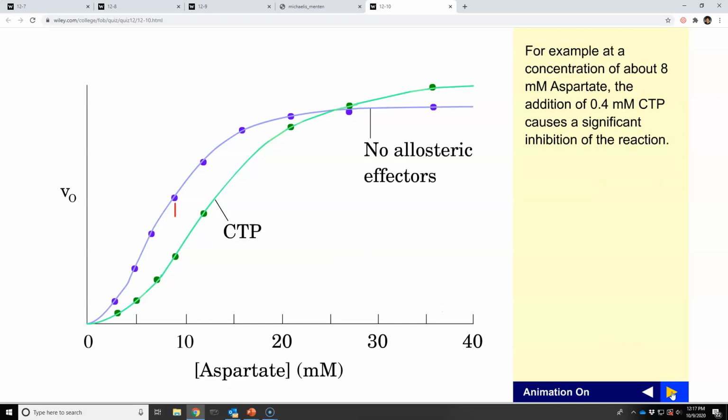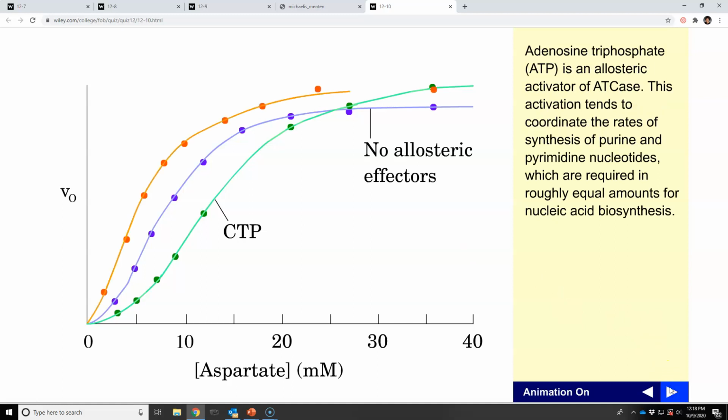So we can look at this. For example, if we had 8 millimolar aspartate, and we looked at 8 millimolar here in this blue line with no allosteric effectors, and if we looked over here where CTP is present, that flashing red arrow indicates the amount of the decrease of the activity that you get in the presence of CTP. So again, I wouldn't have chosen red.